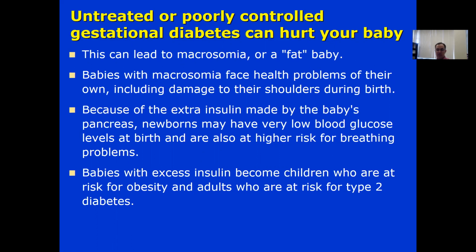Babies with excess insulin become children who are at risk for obesity and adults who are at risk for type 2 diabetes. So it's really important that people who have had gestational diabetes, as well as their child, are monitored throughout life to help prevent the development of type 2 diabetes.